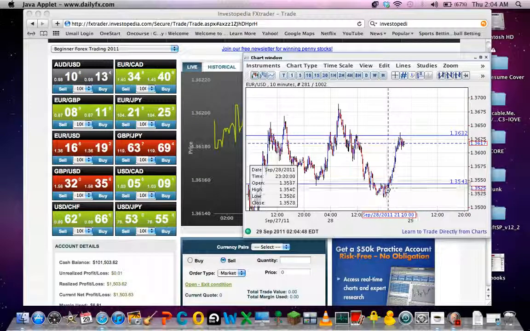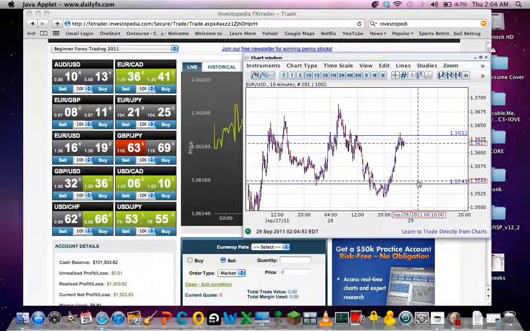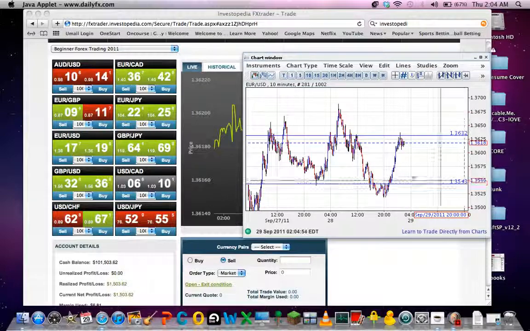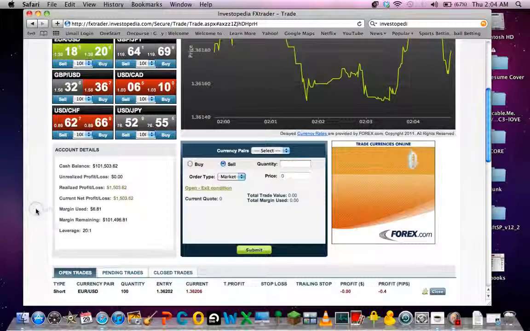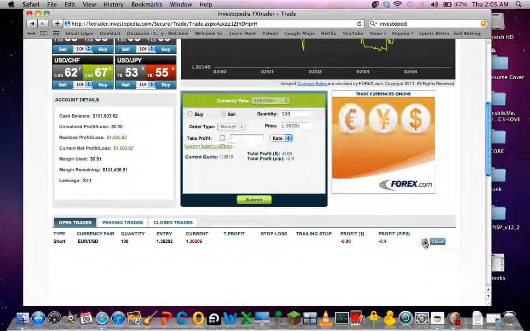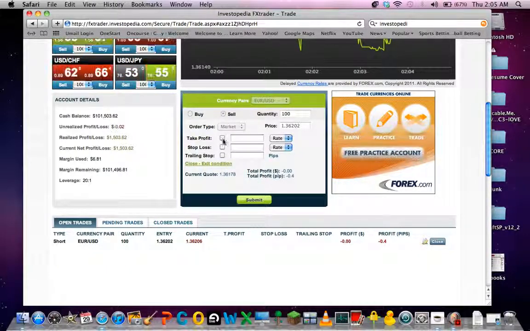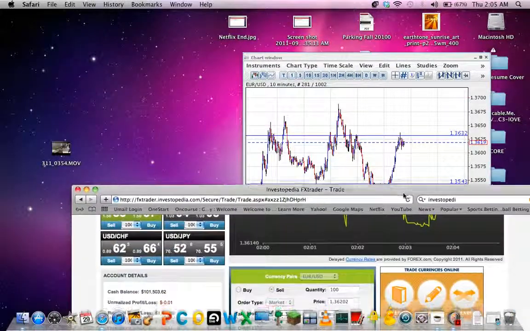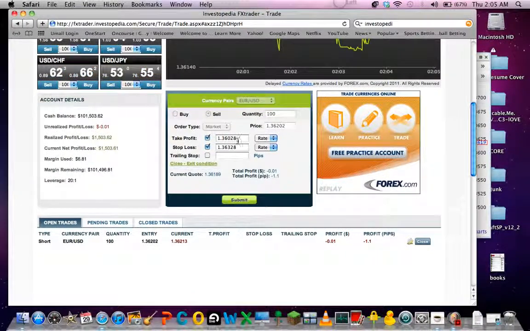So first let's put in our take profit, or our limit order. So 1.3543, that's where we're hoping it would go. So the currency goes in here, down here, and we're going to add a condition. So we're going to do take profit and a stop loss. What we wanted at our take profit was 1.3543.